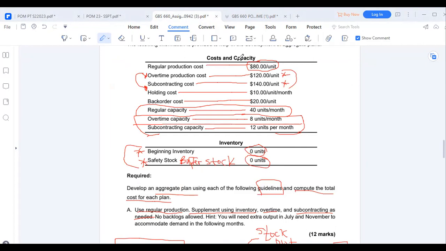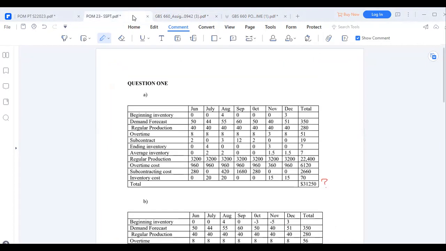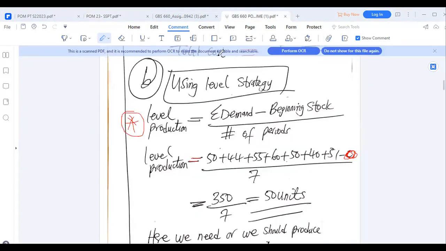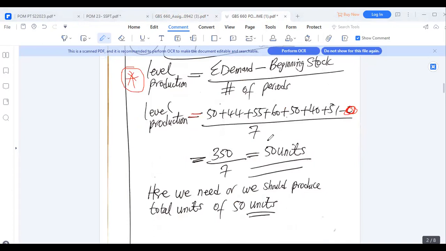So what we can now say is that we will now get down to this. We are simply saying level production equals summation of demand minus beginning stock over number of periods. So on our level production, we are simply saying it is 350 divided by 7, which is 50 units. This is our level production.